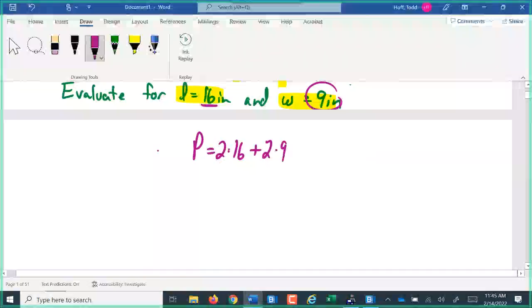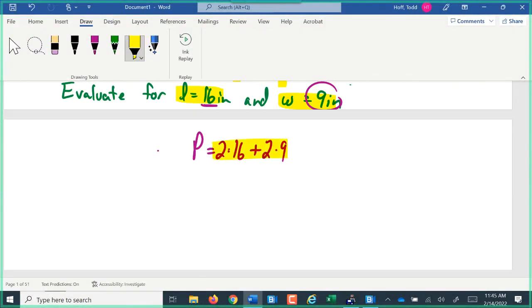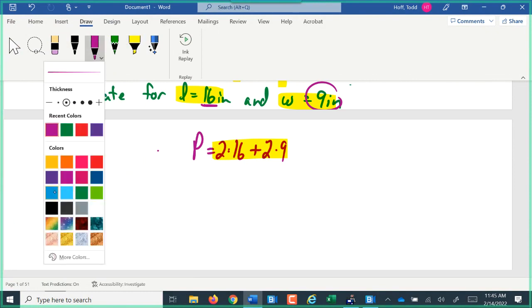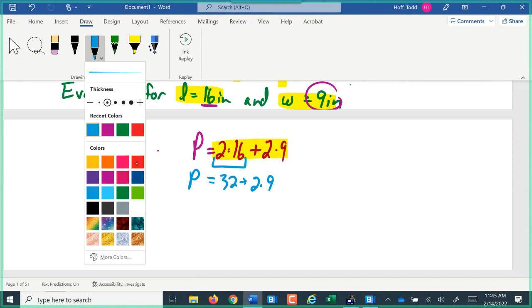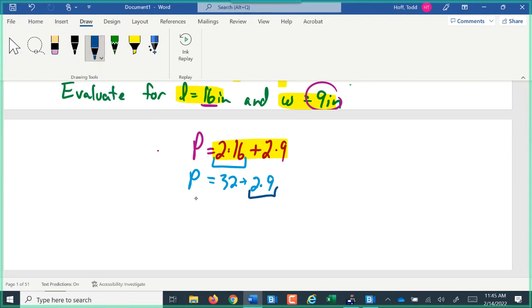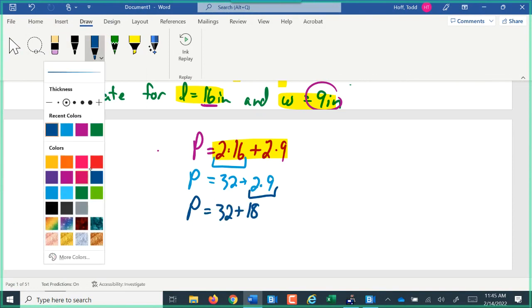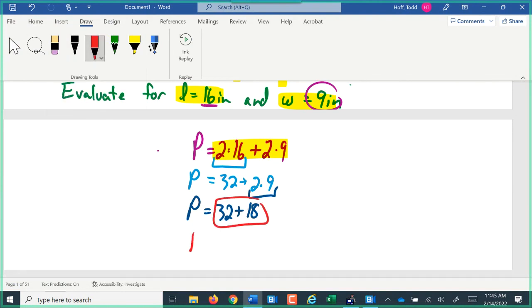And now the right side of this formula has just become an order of operations problem. Multiply first. 2 times 16 is 32. Of course, we have to move left to right. Next multiplication is the 2 times 9, 18. And finally, we have the addition. 32 plus 18 is 50. Our perimeter is 50. And of course, the units there were inches.